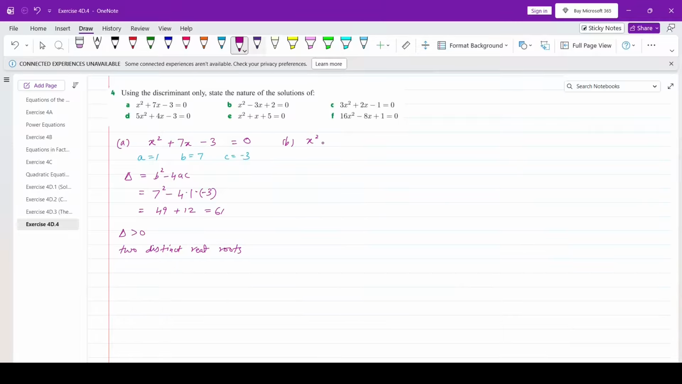b x square minus 3x plus 2 is equal to 0. a is equal to 1, b is equal to negative 3 and c is equal to 2. So the discriminant is b square minus 4ac, that is negative 3 square minus 4 times 1 times 2, that is 9 minus 8, which is 1. We know the discriminant is greater than 0, therefore we have two distinct real roots.